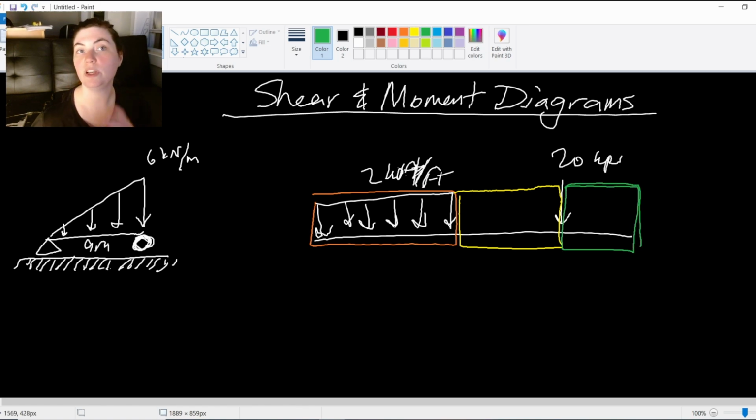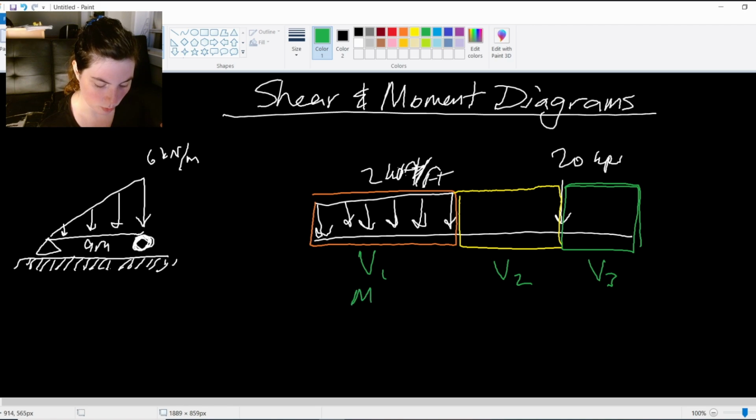So here I have 3 regions of load continuity, 3 regions where the shear is going to have the same equation. So I'll have a shear equation come from this one, a shear equation come from this one, and a shear equation come from this one, and same with the moments. I'll get a moment equation for this area of continuity, a moment equation for this area of continuity, and a moment equation here.